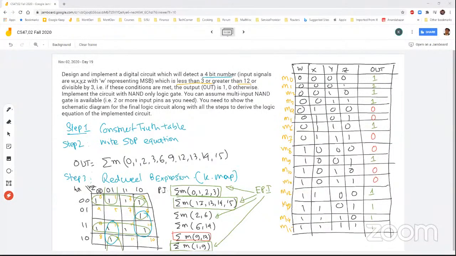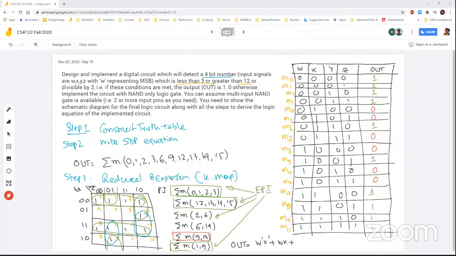Okay, so with that choosing of essential prime implicants, then we can actually claim my reduced expression is 0, 1, 2, 3, which is W bar X bar, or then it becomes the other one, 12, 13, 14, 15, which is WX.